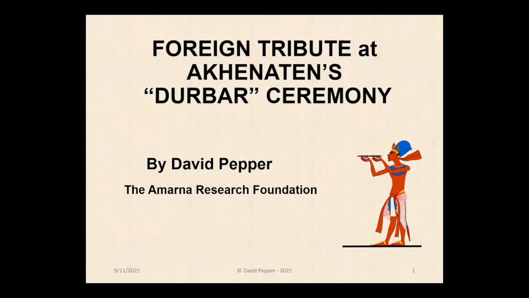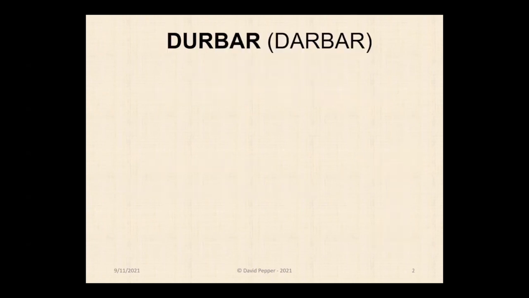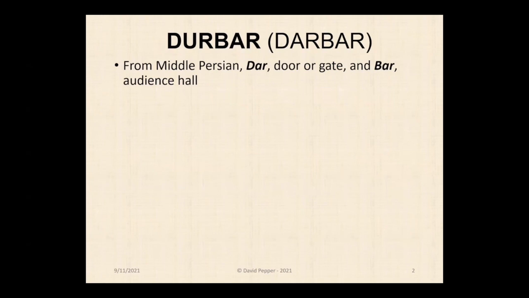Okay, so my presentation then is about the foreign tribute at Akhenaten's Durbar ceremony. So what is a Durbar, sometimes spelled Darbar, and what does it have to do with foreign tribute? The word Durbar is originally from Middle Persian dar, door or gate, and bar, an audience hall.